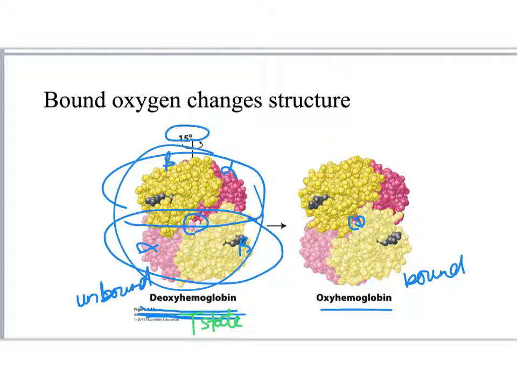And the T state, what we mean is the tense state. And the oxyhemoglobin we say is in the R state, and that is the relaxed state. In the R state, our oxygen binding sites are free from strain, and they are capable of binding oxygen with higher affinity than the sites that we see in the T state. So that shift in structure is pretty important in terms of the implications for binding oxygen.